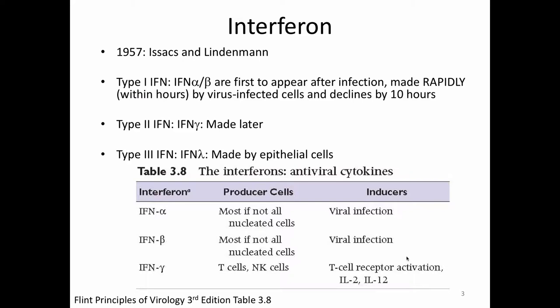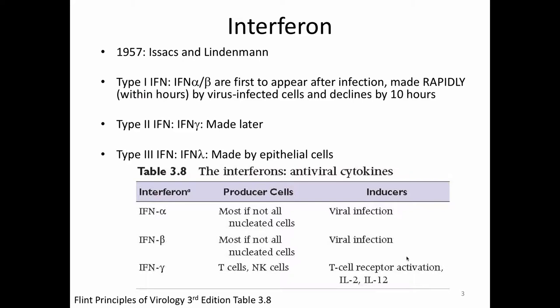There are types of cytokines. There are actually three types, type 1, type 2, and type 3. Type 1 is the type that we're going to talk a lot about in the innate immune system. So whenever I talk about interferons today, I mean type 1. Officially, the main type 1s are either interferon alpha or interferon beta, though there are a couple other type 1s.